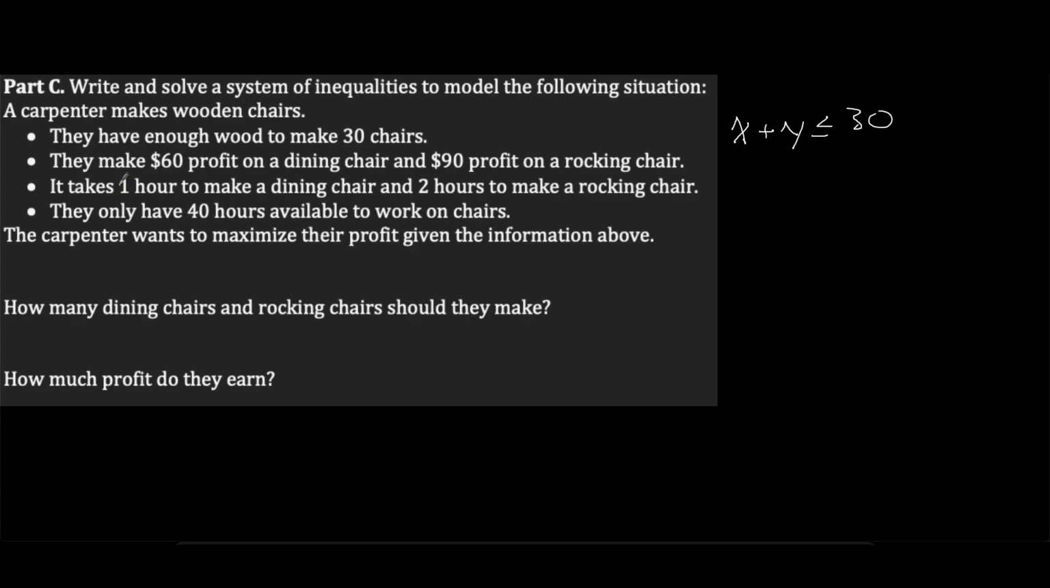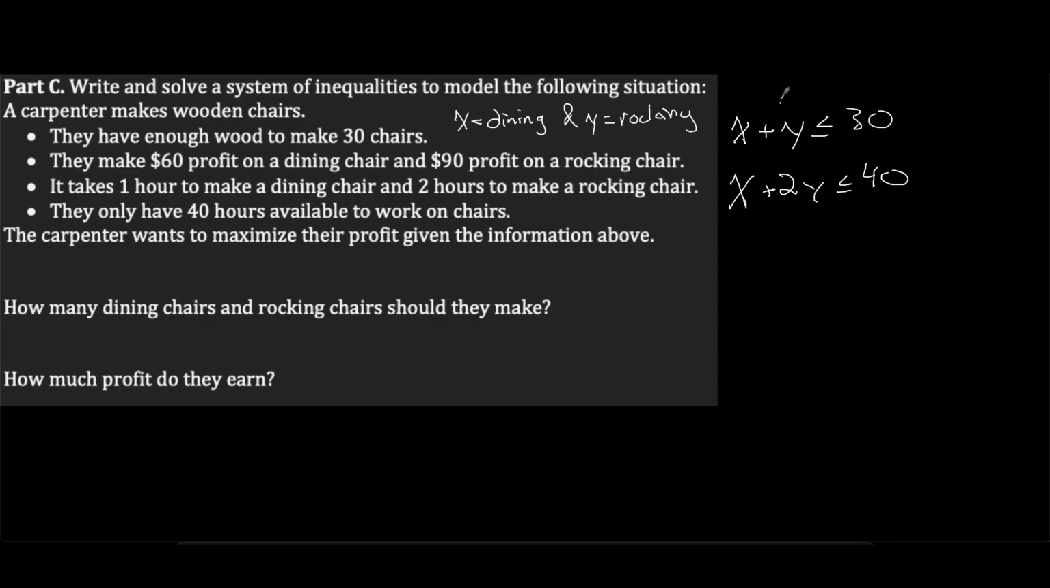Then, if it takes 1 hour to make a dining chair and 2 hours to make a rocking chair, I can say x equals dining and y equals rocking. That way we know. It takes 1 hour for each dining chair and 2 hours for each rocking chair, and they have up to 40 hours. So I'm going to say 1x plus 2y is less than or equal to 40 hours.